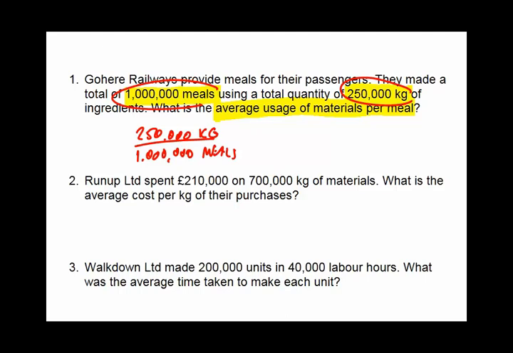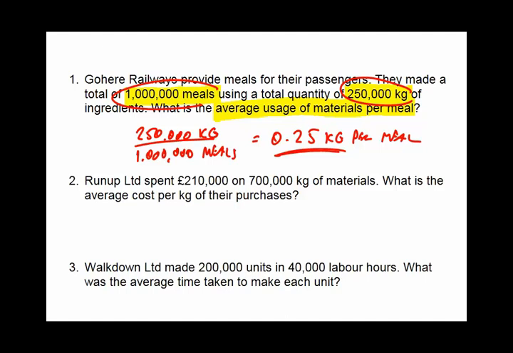Now if you do that on your calculator, 250,000 kilograms over 1 million meals gives me an average of 0.25 kilograms per meal, or a quarter of a kilogram per meal, as expected, less than 1 full kilogram per meal. Now that could be useful information, for instance identifying what the cost of the materials per meal are. If we know, for instance, that we pay £10 per kilogram to buy the material that we're using, then at £10 per kilogram we'd be paying £2.50 for the material in each meal.